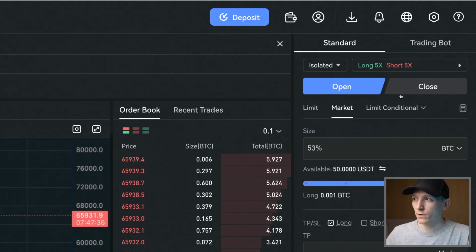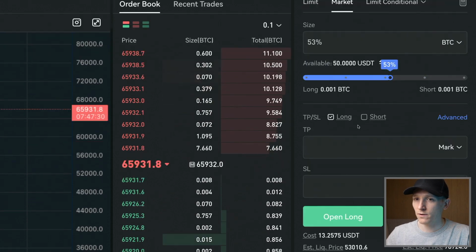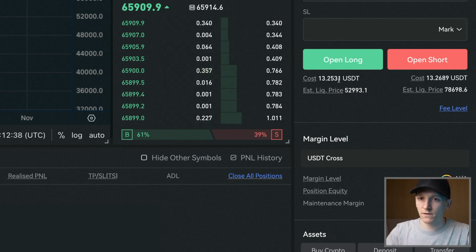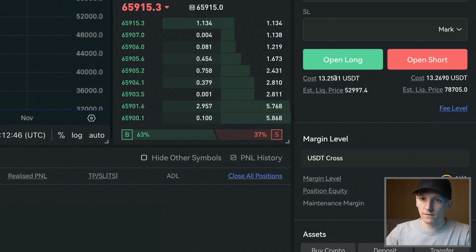What we can see is that we're using 5x leverage, all right? 5x long, 5x short. You can change that around by clicking on this, but we're using 5x. Down here, we can actually see the calculation that it's going to cost us $13. 13 times 5, that brings us up to the total order size that we're placing in the market, but we only have to put down $13 of that. So we're getting 5x on that.